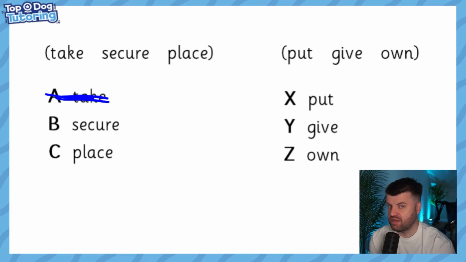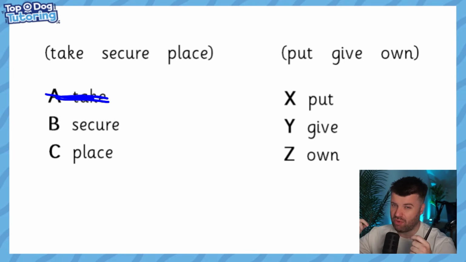Secure. Secure something in place. Well, if you secure something in place, could you put it down? Yeah, but again, these are separate things. They don't mean the same thing. To secure something, to give it? No. To secure something, to own it? Again, no. You can secure something down. It doesn't mean you own it. I don't think these are very close.